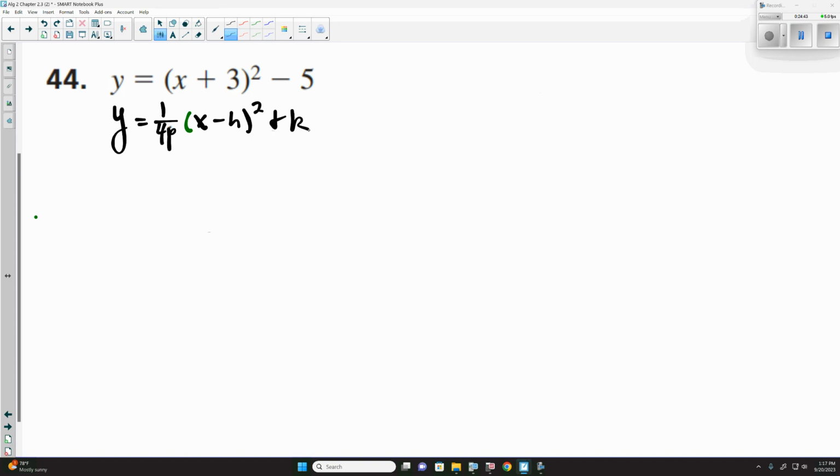Now this one here, we're back to y equals 1 over 4p times x minus h squared plus k. So we still need to find the values of h, k, and p. Well, what's our value of h? Because we're back, h is back inside the parentheses. So it'd be -3. Our value of k, since it's outside parentheses, is exactly what it looks like. Since it's -5, it would be -5.